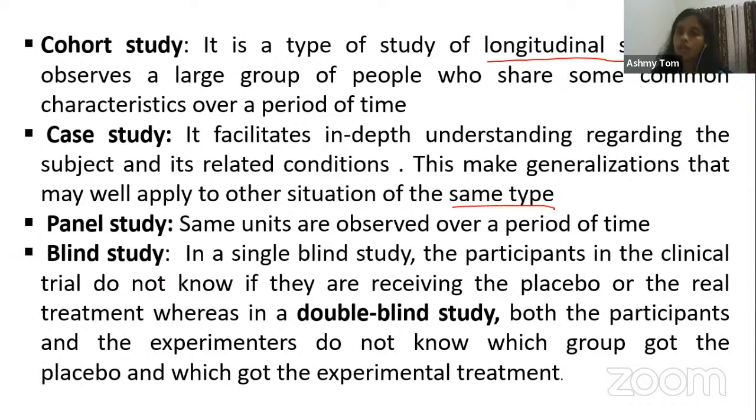Then moving on to what is blind study. There are two types of blind study, that is a single blind study and a double blind study. In a single blind study, the participants in the clinical trial do not know if they are receiving a placebo or the real treatment, whereas in a double blind study, both the participants and the experimenters or the researchers do not know which group got the placebo and which got the experimental treatment.